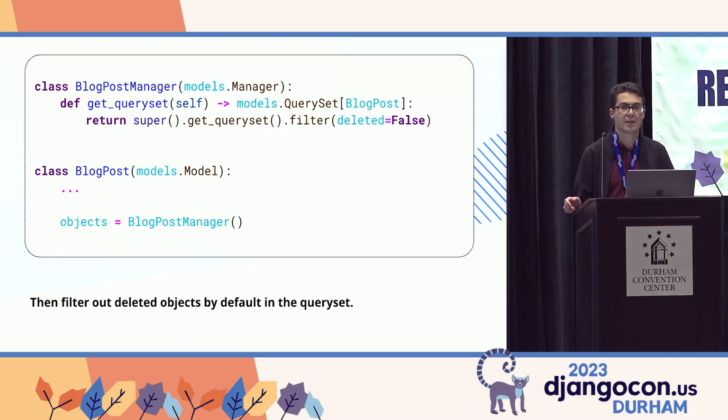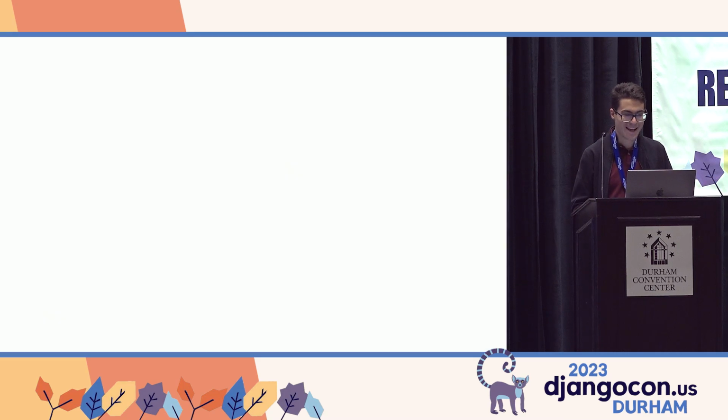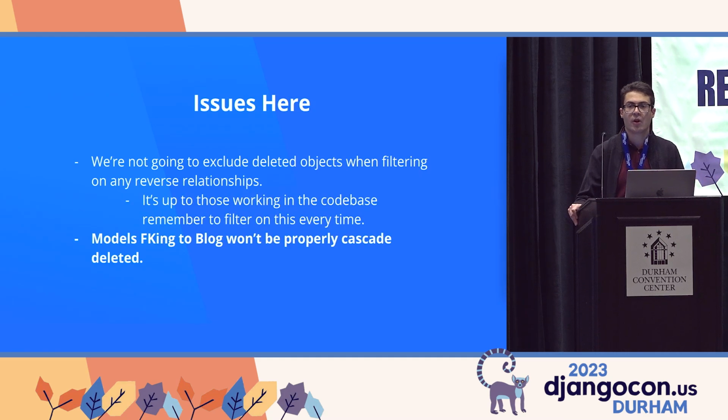And this works in practice, but it has several issues. One is that when we're filtering, we're not going to exclude deleted objects when filtering on reverse relationships, or just generally when we're creating a query object, right? It's one of those things where it's up to developers to remember to filter on deleted objects every single time. And this may not be a big deal if you're working in a small code base, but for larger code bases, you can have gaps, is I guess what I'm trying to say. And then also, you're not going to get proper cascading deletes, right? That's just another issue as well.